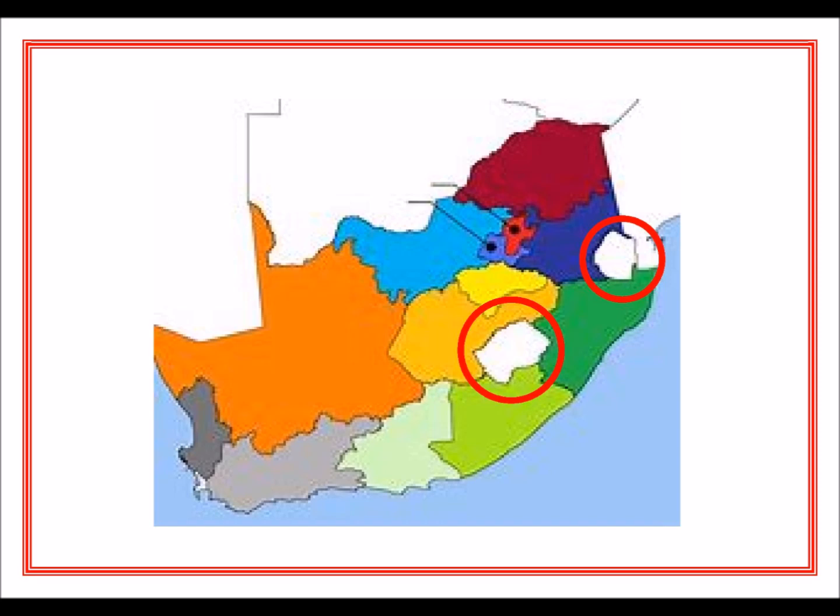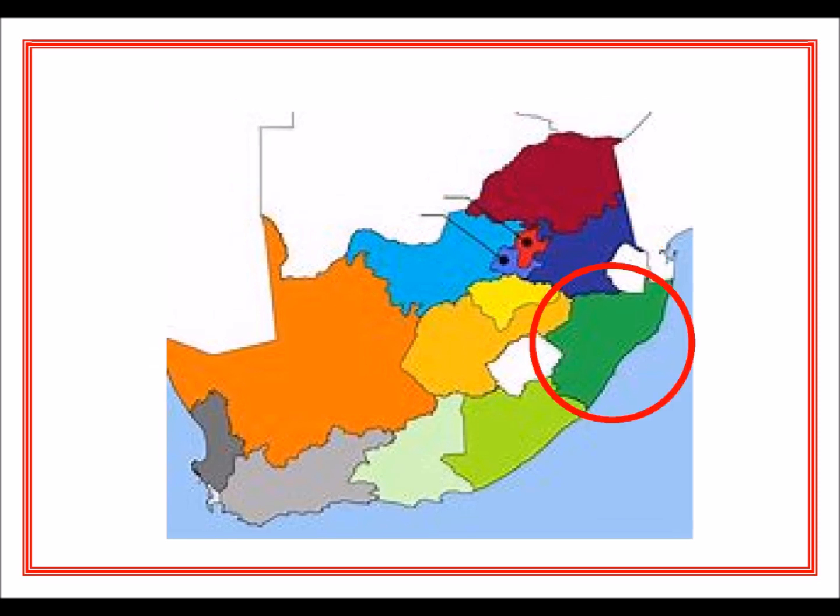There are also 2 land-locked countries within South Africa. These are Lesotho and Swaziland. They are not a part of our country. Their countries are inside South Africa, but they are not a part of South Africa.